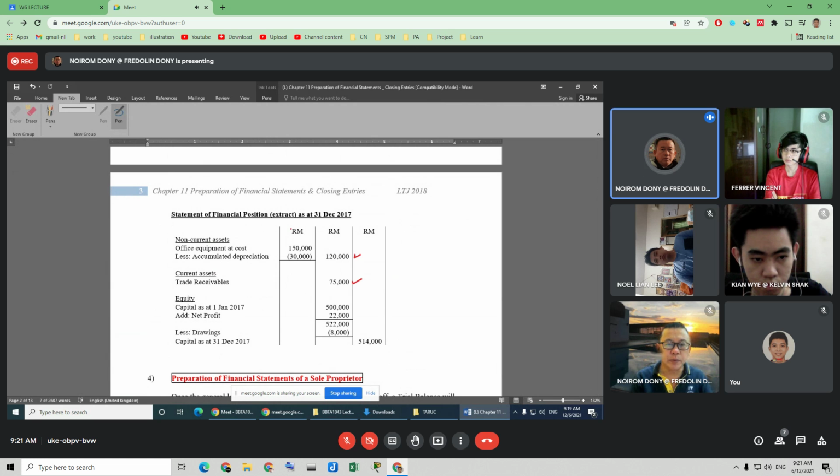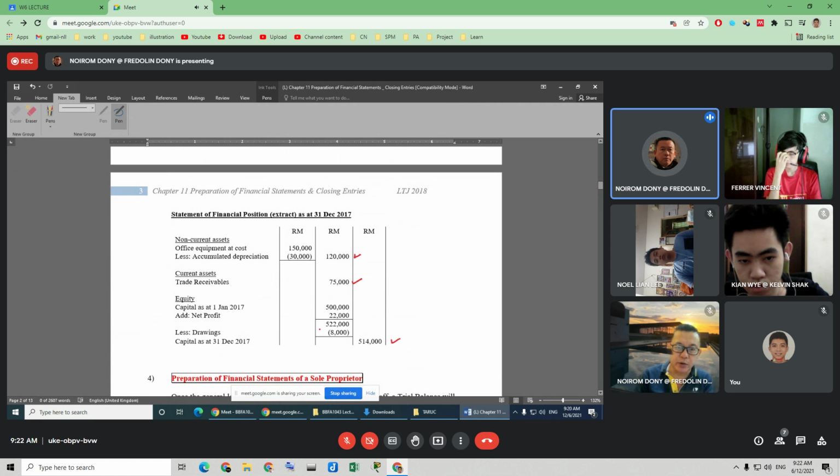Okay, the office equipment with accumulated depreciation will be under non-current asset. Trade receivable will be under current asset. And then for equity, how do we present the equity? So we have to break it down according to what we prepared in the ledger account just now. That is the opening capital, 500,000, add the net profit, okay, and then less the drawing. So this is your closing balance for your capital.